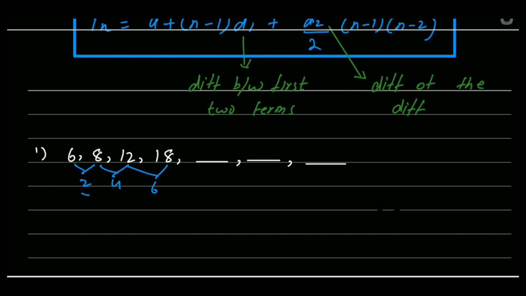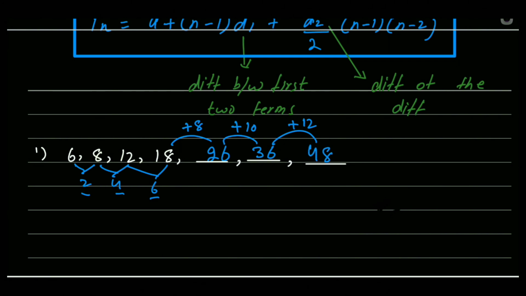If you see the sequence of differences, you can say the numbers 2, 4, 6, next should be 8. So you can add 8 to 18, and you will get 26. The next difference should be 10. If you add 10 to 26, you will get 36. The next difference should be 12. So if we add 12 to 36, you will get 48.